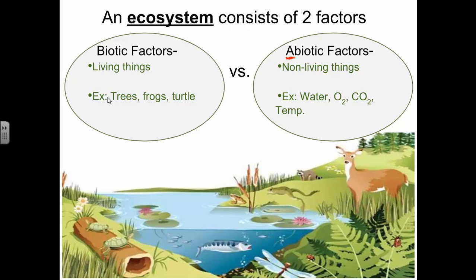So biotic factors and abiotic factors are always influencing each other. The plants are releasing oxygen during photosynthesis. That changes the environment. The animals are releasing carbon dioxide. So there's lots of interactions between these living and non-living factors. So we already said, what would this dead log be? Abiotic.